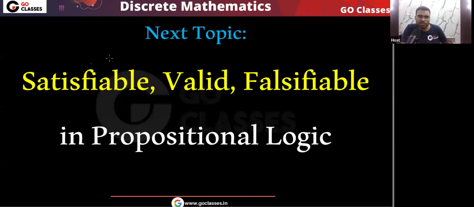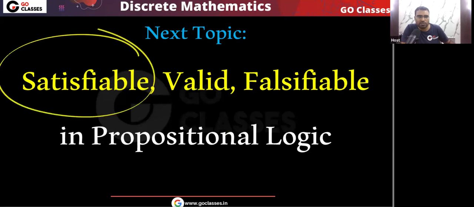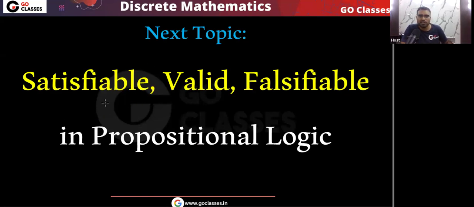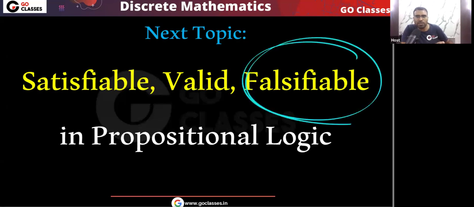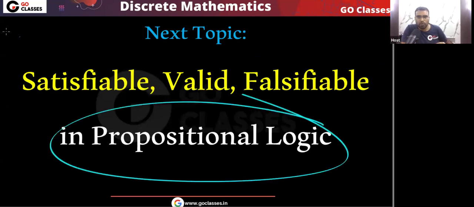Simple. Okay, is this clear? Now let's move on. Now let's see the next definitions: satisfiable, valid, falsifiable. What are these terms? Again, these are just definitions. Just understand the definition, remember the definition, and you can solve any question. What is the meaning of satisfiable, valid, and falsifiable in propositional logic?